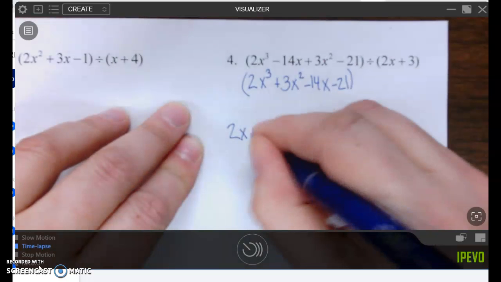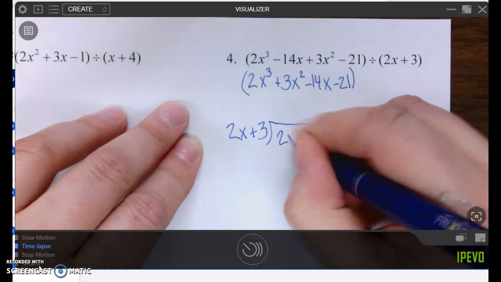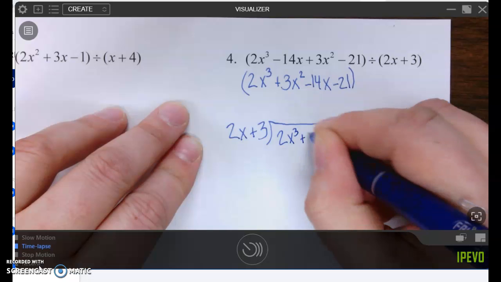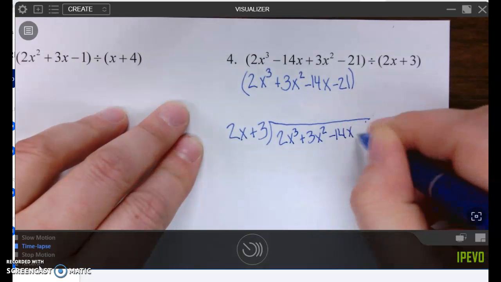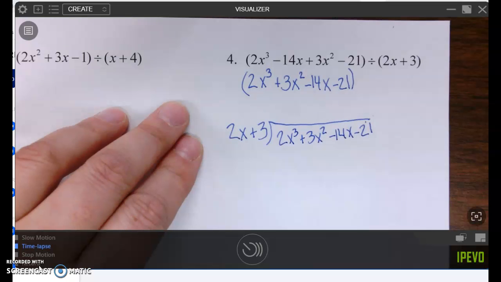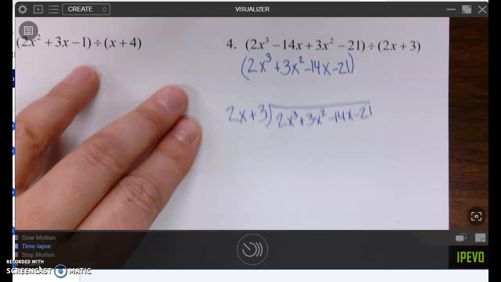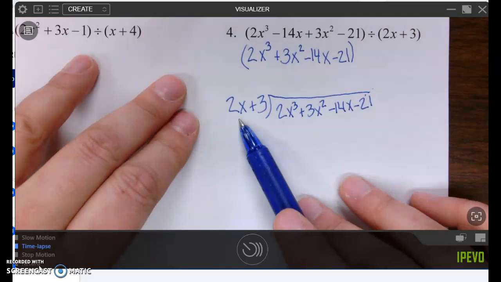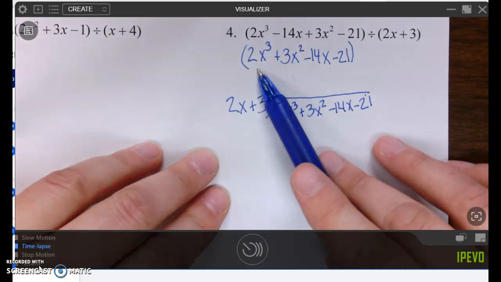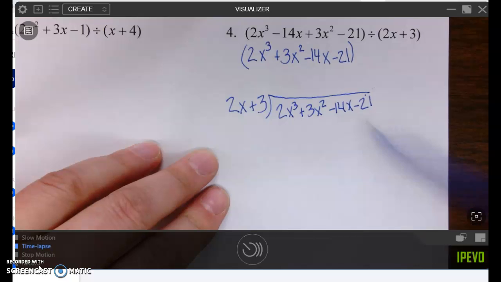So we're going to divide 2x plus 3 into 2x cubed plus 3x squared minus 14x minus 21. And you set this up just like you would in elementary school when you do long division with just numbers. The divisor goes on the outside, so the 2x plus 3 goes on the outside. And then we put the dividend, the 2x cubed plus 3x squared minus 14x minus 21 on the inside.